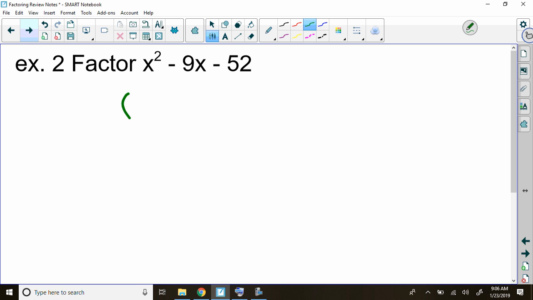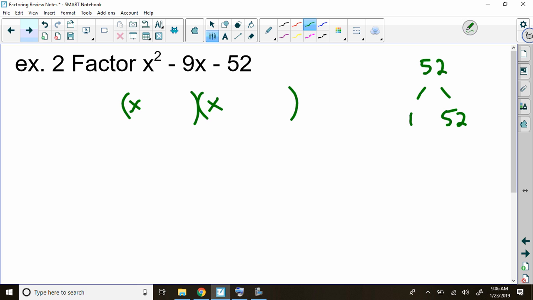Going to have a binomial and a binomial. Going to have an x and an x. And this is the one, I said it before, and it sounds really silly to say this. To be able to factor, you have to factor. What factoring means in this case is finding 52's factors.